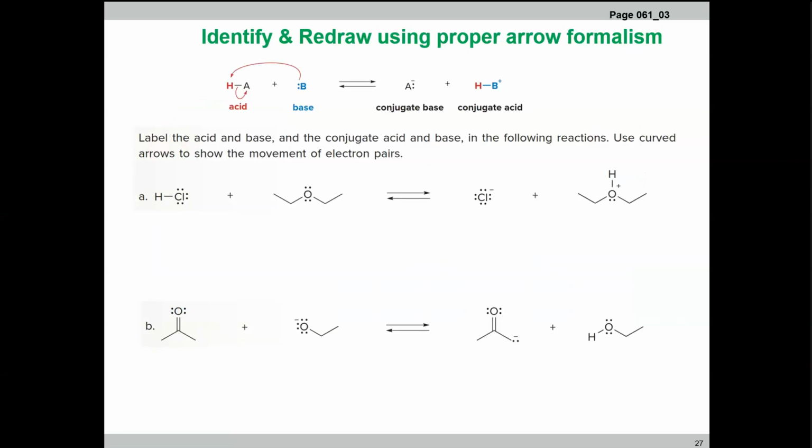So here's another example of where now we're going to layer what I'm asking you to do. So first of all, I want you to identify the acid and base and the conjugate acid and conjugate bases. And then I want you to use arrow formalism to show those lone pair of electrons in the base attacking that acid. So I'm going to do B for you because it's a little tricky, because we're missing something that isn't being drawn out.